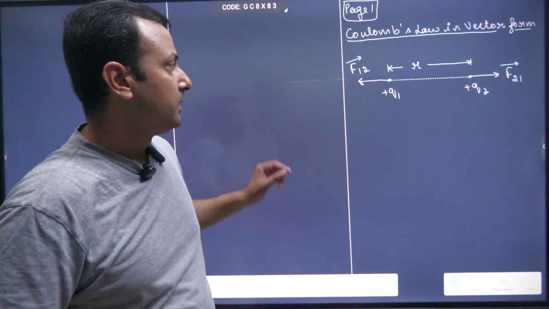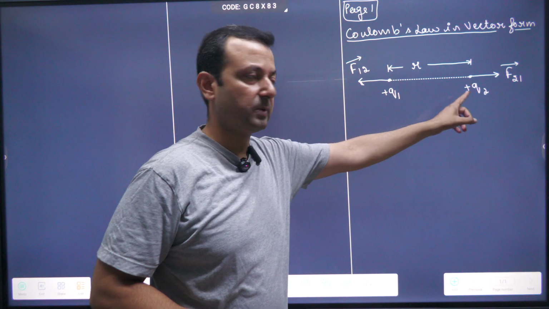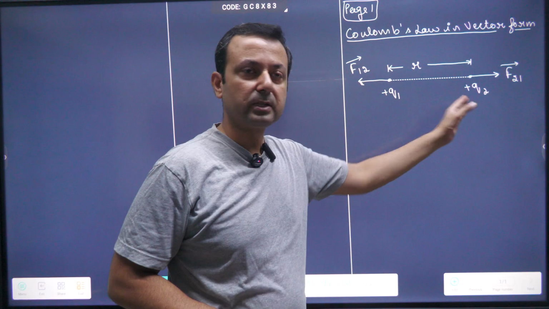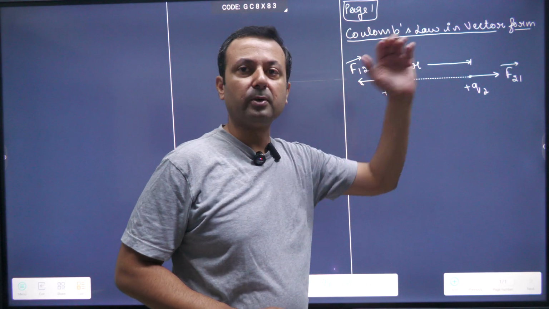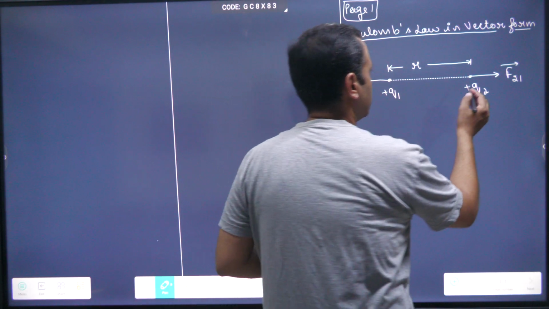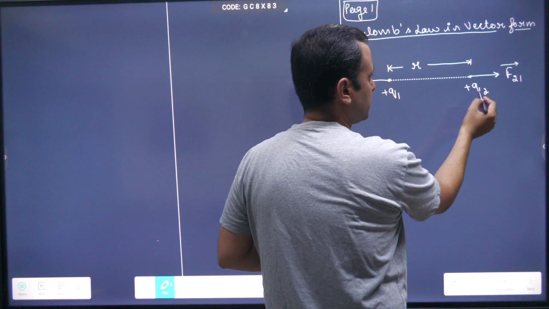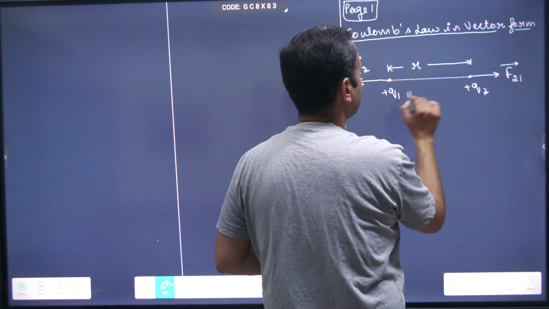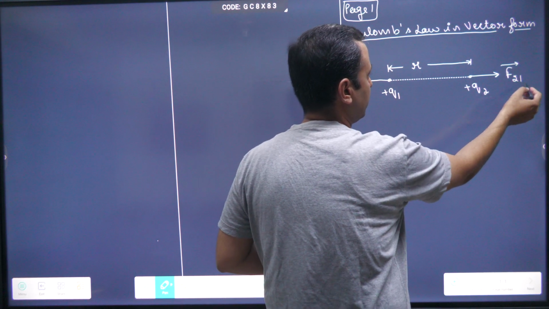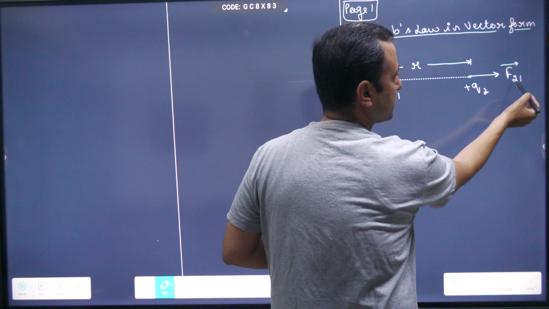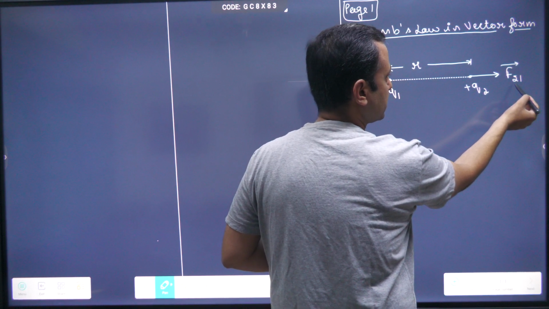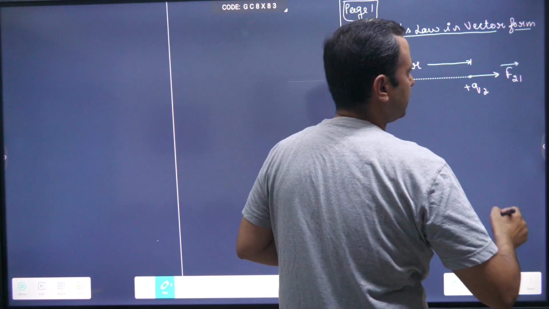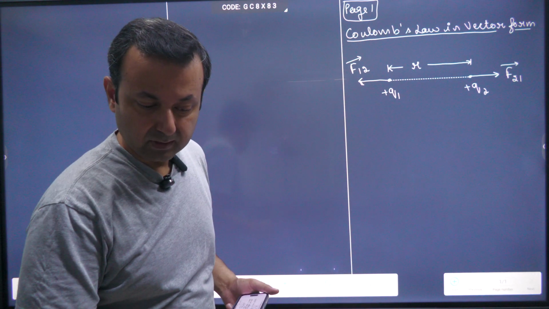Please listen again. This is plus Q1 charge, this is plus Q2 charge. Both are positive charges, so a positive charge is going to repel a positive charge. The force experienced on charge 2 and due to charge 1, that's why we call it F21. Force is experienced on charge 2, so we write 2 at the first place. And who applies this force? This charge 1 is applying this force. That's why we have written F21 vector. Is it clear now?